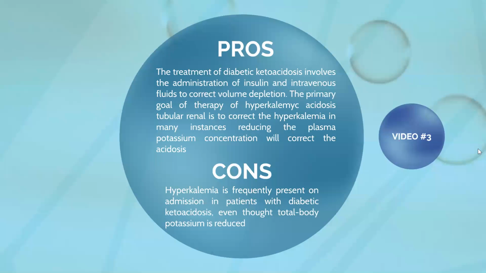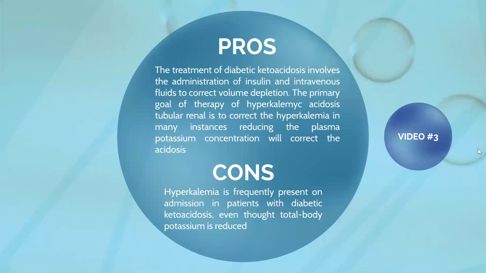Pros and cons. Pros. The treatment of diabetic ketoacidosis involves the administration of insulin and intravenous fluids to correct volume depletion. The primary goal of therapy of hyperkalemic renal tubular acidosis is to correct the hyperkalemia. In many instances, reducing the plasma potassium concentration will correct the acidosis.